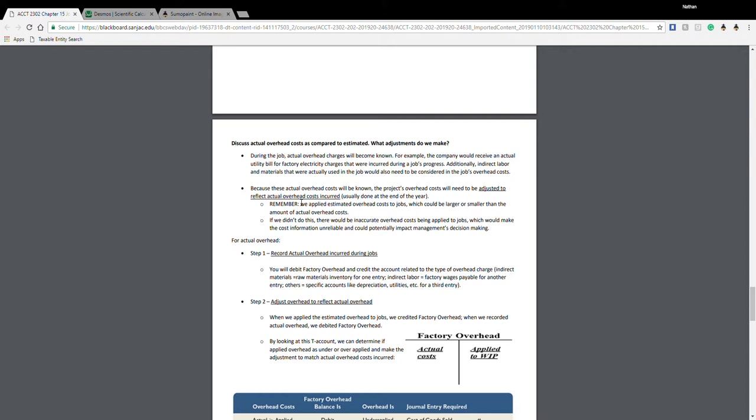Okay, so we apply estimated overhead cost to jobs, which could be larger or smaller than the amount that actually happened. Mostly, if we didn't do this, we would have inaccurate overhead costs being applied to jobs, which would make cost information unreliable and can influence how the manager's decision making happens.